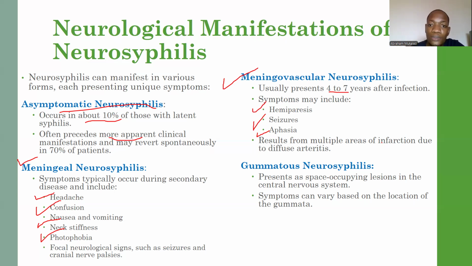Then the last one is what we call the gummatous neurosyphilis. So this one may present with space occupying lesions. So in this case, the gummas that you see on the skin, the person has it in the brain. So that one is also something to think about. If you do a CT scan or MRI, and you have a space occupying lesion, and this particular individual maybe has a history of a primary chancre or treatment for syphilis in their course of life, or a typical skin rash in their history.